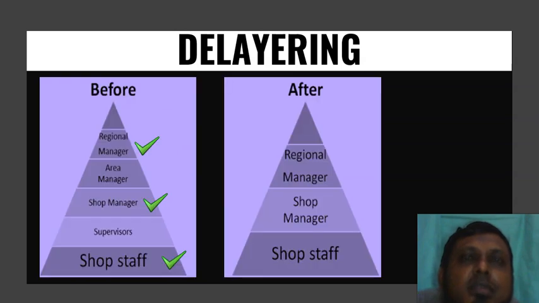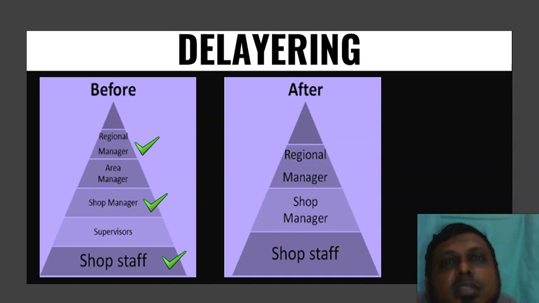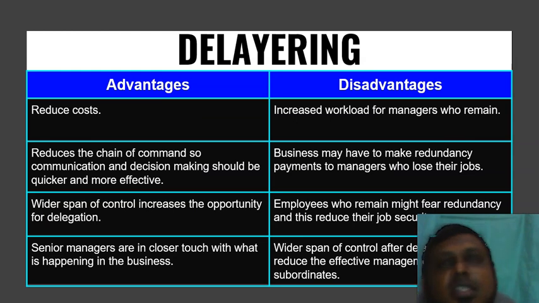And if you compare before and after the process of delayering has taken place, before, there are area managers and supervisors in the hierarchy. But after cutting off those 2 levels, now regional manager, shop manager and shop staff are remaining. So 2 levels of management are being cut here. Let's look at the advantages and disadvantages of delayering.